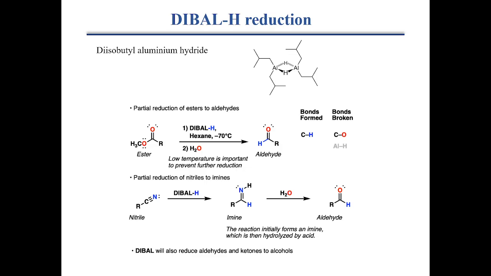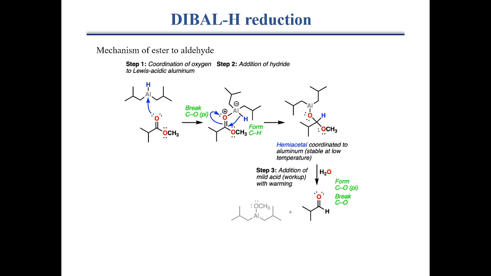The aluminum in this hydride is somewhat Lewis acidic. So, the mechanism of the DIBAL hydride reduction: first, the aluminum behaves as a Lewis acid, so the lone pair of the oxygen reacts with the aluminum and forms this zwitterionic intermediate. Now the hydride is transferred to the carbonyl center and forms this hemiacetal, which is coordinated to aluminum.